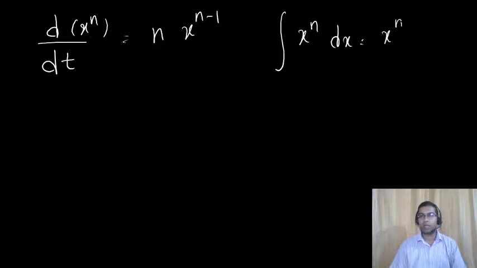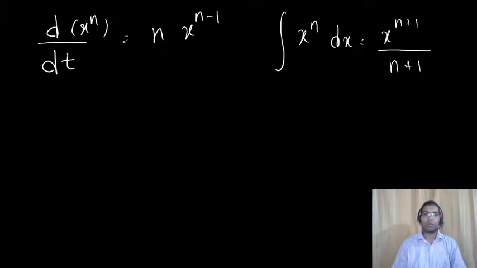Before we get to that, let us look at how we can differentiate. The only two formulas you would need to know here are these. d by dt of x power n is equal to n times x power n minus 1. This is differentiation. And the integral of x to the power n dx is x to the power n plus 1 by n plus 1. So we're just going to use these two formulas to do the integration and differentiation.